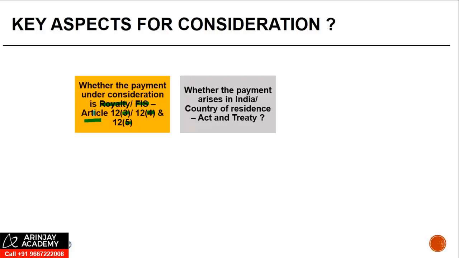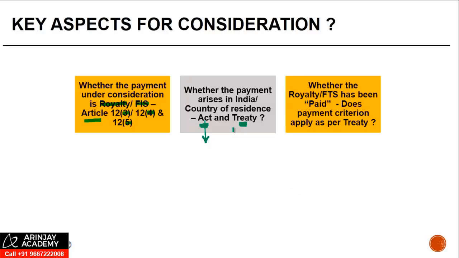Now for this, there are provisions in the treaty also, which we are going to see subsequently, but then there are provisions in the Act as well, if you remember, which tells you about royalty arising in a contracting state or royalty deemed to arise in a contracting state. That's Section 9, subsection 1.